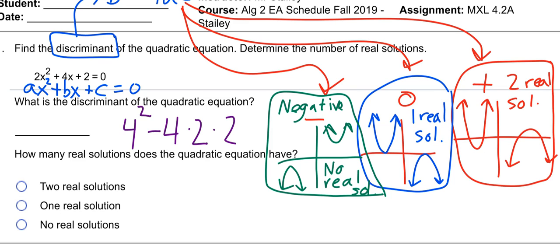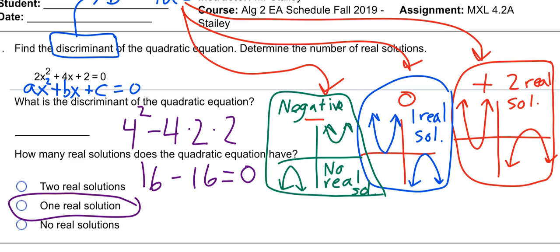I don't know. I need to find out if somebody else agrees or disagrees with that. Okay, yeah, 16 take away 16. That is definitely 0. What does that mean? One real solution. When the discriminant is 0, you must understand we have one real solution, it's when it's touching. If you want me to prove it to you, I will.